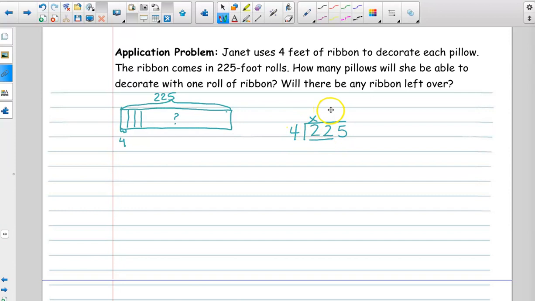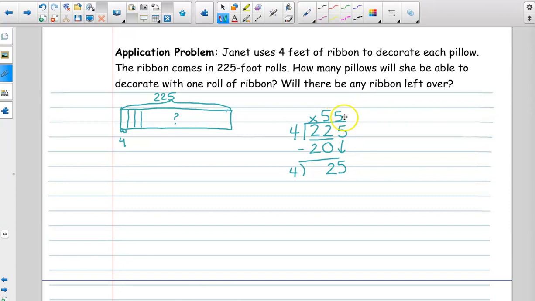So 22 tens. 5 times 4 is 20. So we've used 20 tens worth of the ribbon, and then I'm going to subtract, and that gives me 2 tens left. I will bring down the 5, and now I have a new problem to divide. 25 divided by 4. How many times? 25 divided by 4. Again, 5 times. So since we're doing 25 ones, it goes above the ones place.